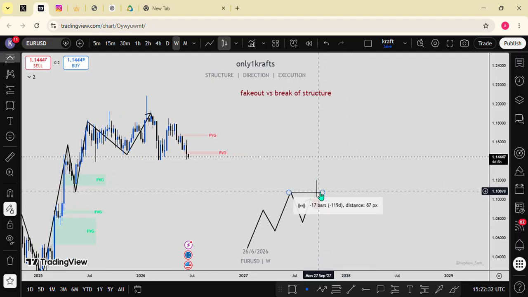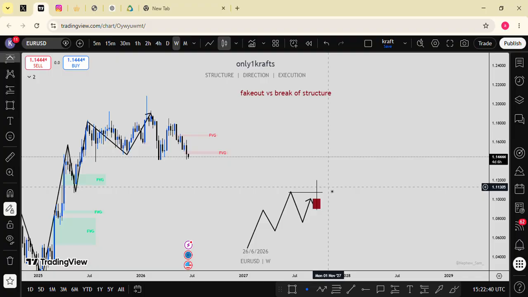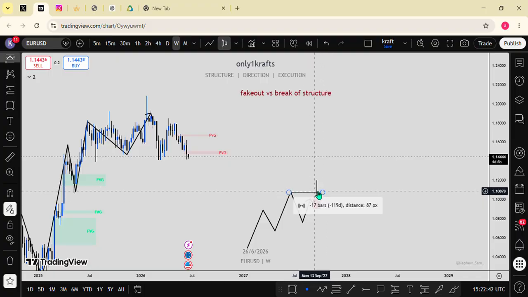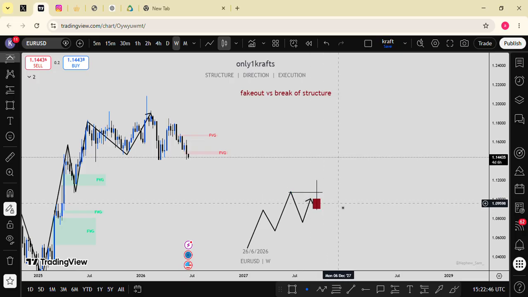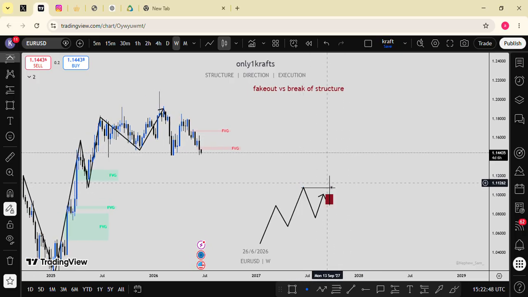So if the candle did something like this, it is not a breakout structure, this is a fake out, right? What do I mean by a fake out? It is a fake breakout structure. It is not real. Just as simple as that, it is not real. It is a trap. You think this is a breakout structure, right?